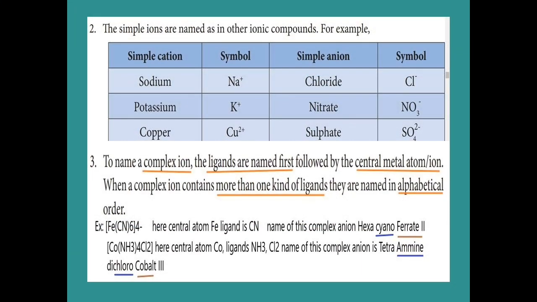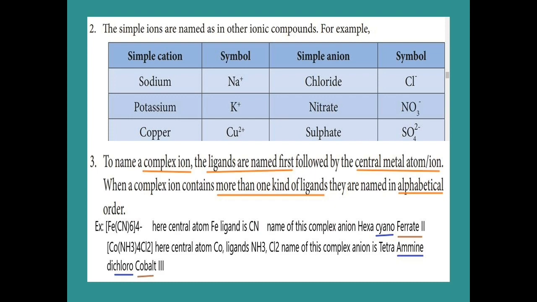The second guideline is that simple ions are named as in other ionic compounds. Na+ means we say sodium, K+ means potassium, Cu2+ means copper, and Cl- means chloride, NO3- means nitrate, and SO4 2- means sulfate.